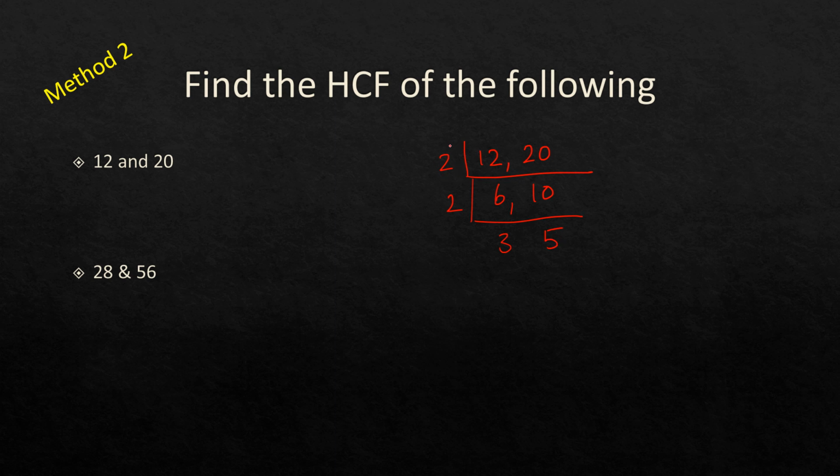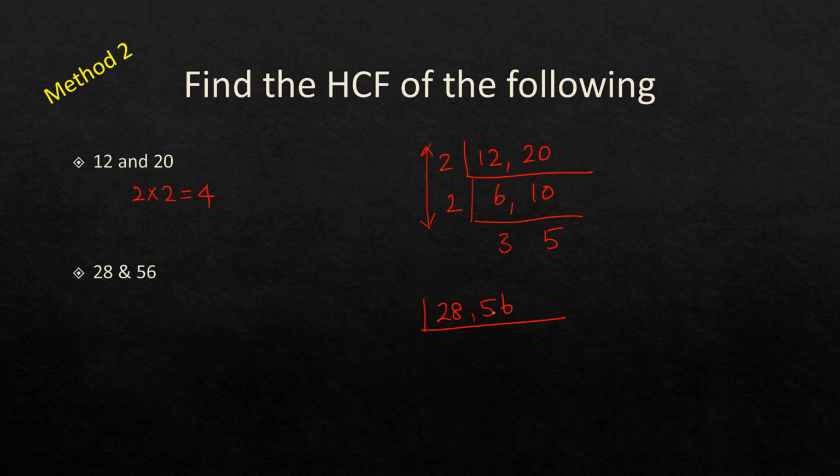Now what I have to do is forget about those things that are here. Whatever is here, only that should be taken. So that is 2 times 2, which equals 4. This might look simpler for some of you, so you can just use this method. Do the same for 28 and 56.